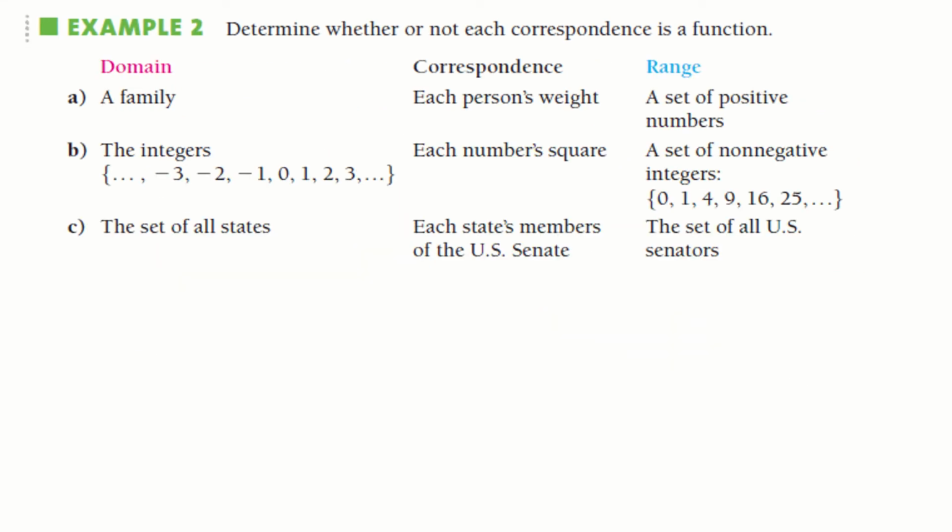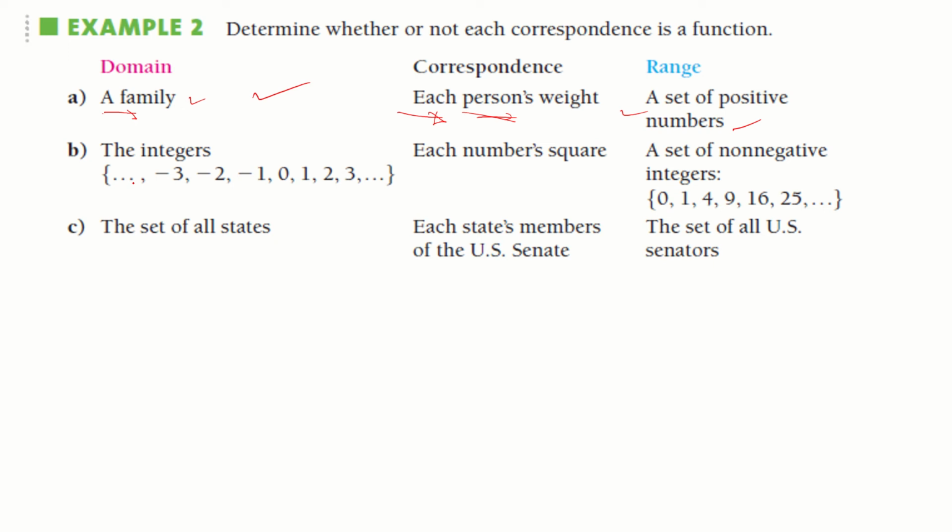Okay, these are some more examples of functions. So we can simply check whether they are functions or not. We say a family is the set A. The correspondence is basically done with the person's weight, and that is producing a positive number. So you know that every family member will have some weight, and that weight will obviously be a positive real number. So this is defining a function.